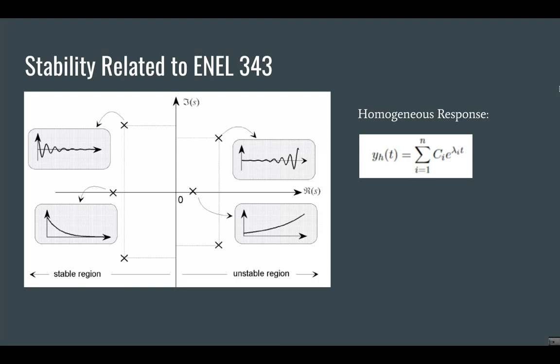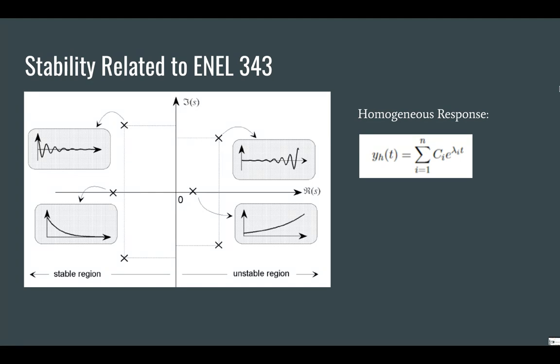Now you might recall that we also learned about stability while learning about poles and zeros in ENEL 343. Let's see how they're related. The figure on the left is the pole zero plot. Recall that the transfer function represents a system differential equation. Its poles and zeros effectively define the system response. In particular, the system poles directly define the components in the homogeneous response, which can be written in the equation shown in the slides. The transfer function poles are the roots of the characteristic equation.